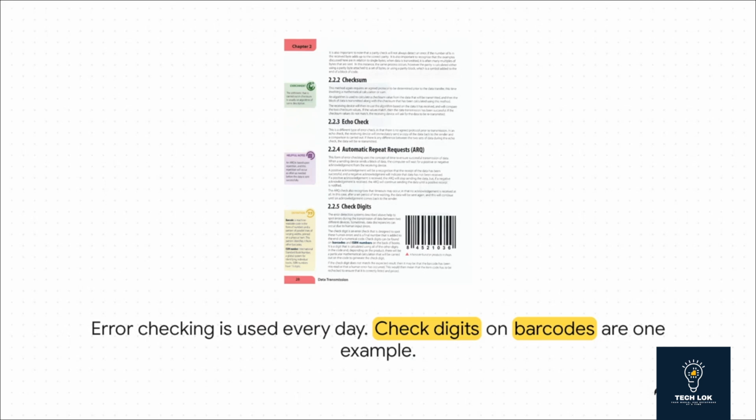Now, you might be thinking this is all pretty abstract computer science stuff, but you actually interact with a form of this every single day. That barcode on your groceries? Yep, it uses a check digit for error detection.